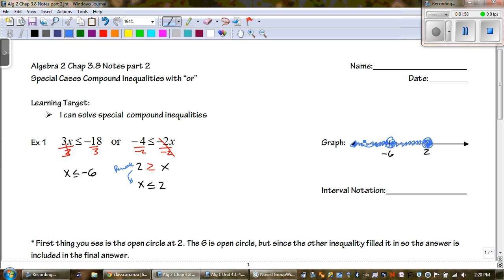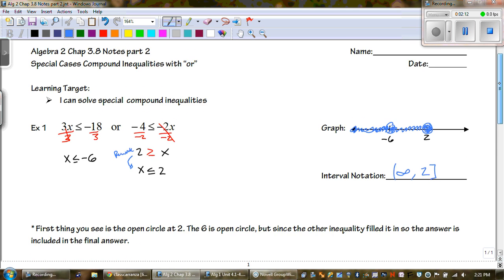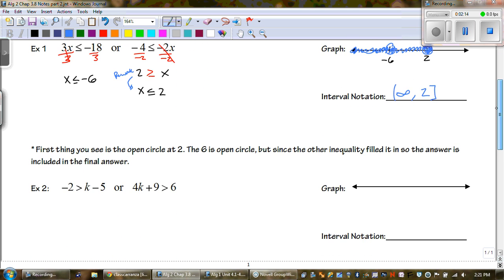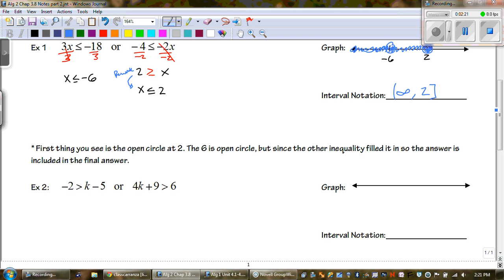Now we have to write this in interval notation. Our graph starts at negative infinity, it's open, and then it stops at 2, and it is closed at 2. The 6 is an open circle, but since the other inequality filled it in, the answer is included in our final answer.